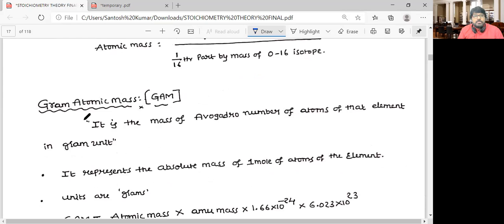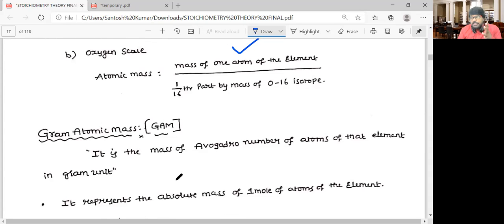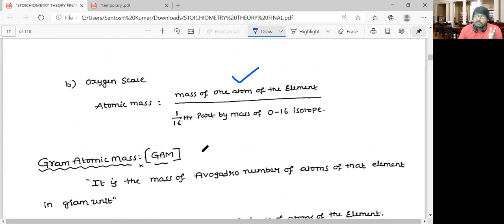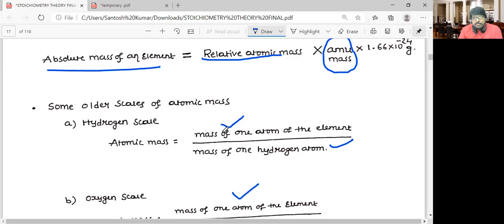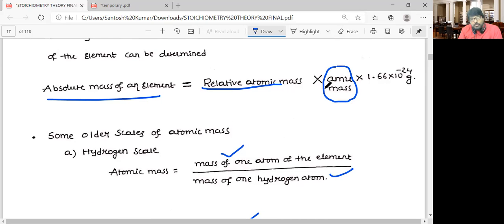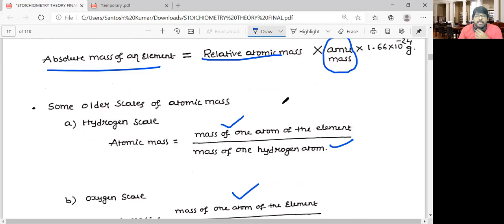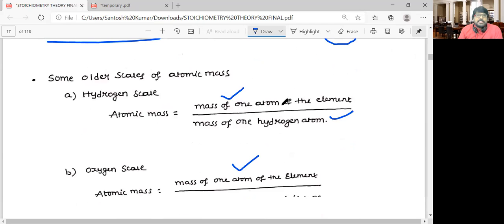Now, one more term we have, that is gram atomic mass. See, definitions are very much important. Relative atomic weight means it is a number which indicates how many times that atom is heavier in comparison to 1/12 part of C12 isotope. Absolute weight of an atom, the weight of one atom, means relative atomic weight into AMU weight. According to IUPAC, AMU weight is nothing but 1/12 part of C12 isotope.